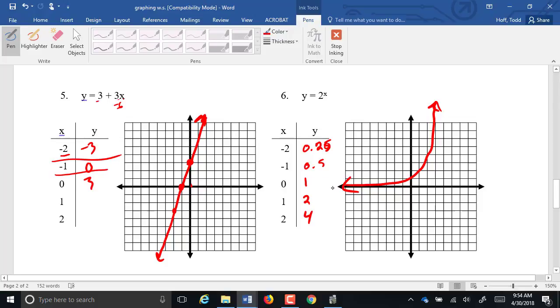You'll notice, by the way, that no matter how far you go negative here, the value of y never reaches zero. It gets smaller and smaller, but never reaches zero. That's something called an asymptote.